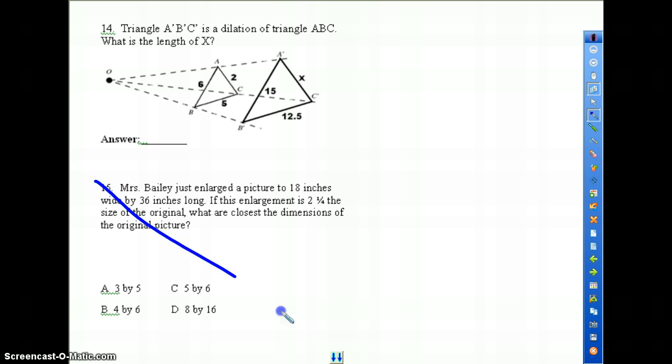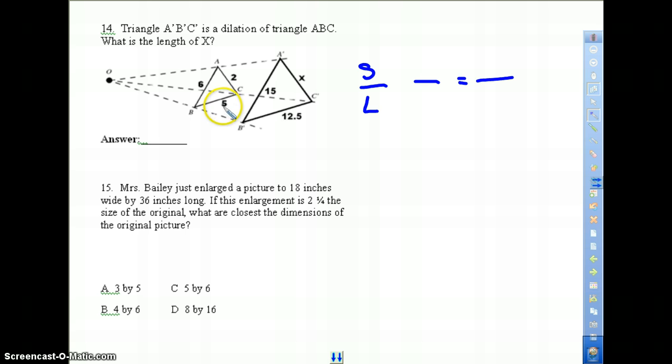14. Disregard 15 for the minute, we're just looking at 14. Triangle A prime, B prime, C prime, this one right here is a dilation of triangle ABC. What is the length of x? If it's a dilation, it creates similar triangles. So I'm going to compare small to big or large and set up a proportion.